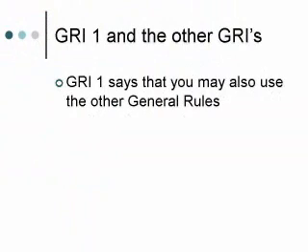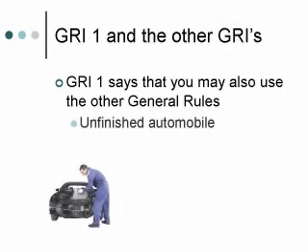Hi, we're back. So what does GRI 1 say about the other rules? Well, GRI 1 tells you that you may have to use them. Take, for an example, an unfinished automobile. There is no section or chapter notes on unfinished automobiles. There is no 4-digit heading for unfinished automobiles, so we cannot classify it using the headings or the legal notes. We therefore must apply GRI 2.